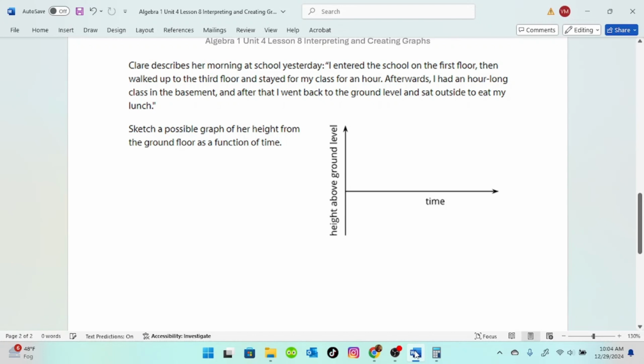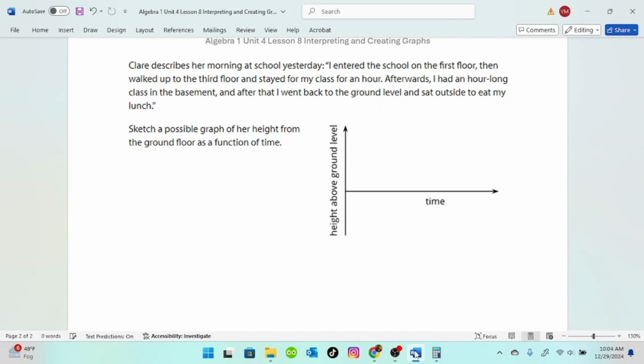Our next practice problem: Claire describes her morning at school yesterday. I entered the school on the first floor, then walked up to the third floor and stayed for my class for an hour. Afterwards, I had an hour-long class in the basement, and after that I went back to the ground level and sat outside to eat my lunch. Sketch a possible graph of her height from the ground floor as a function of time.